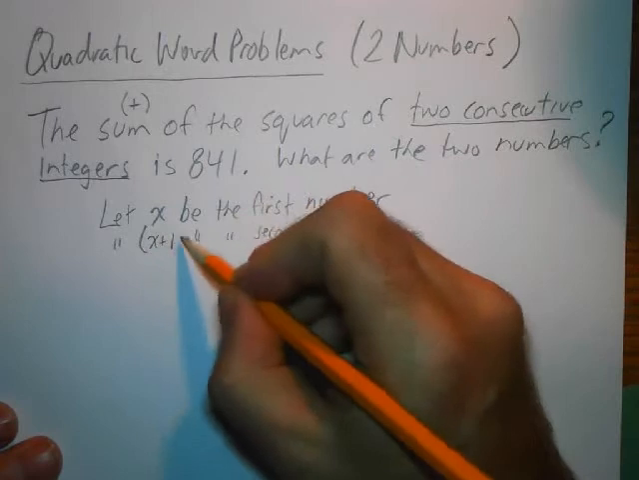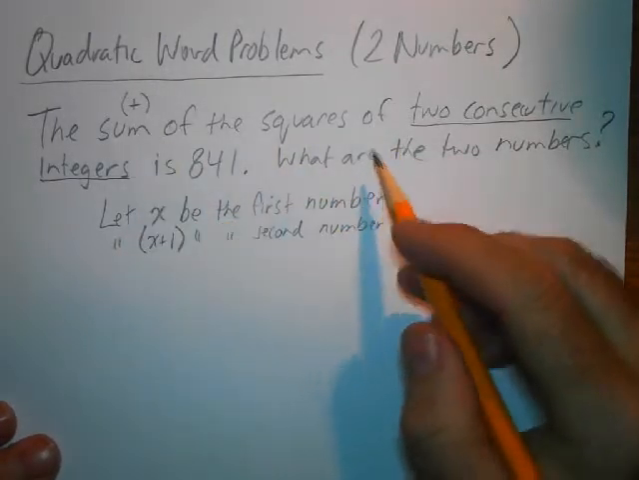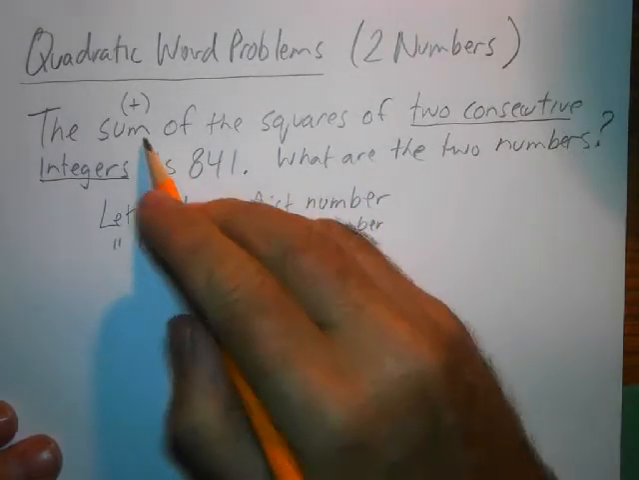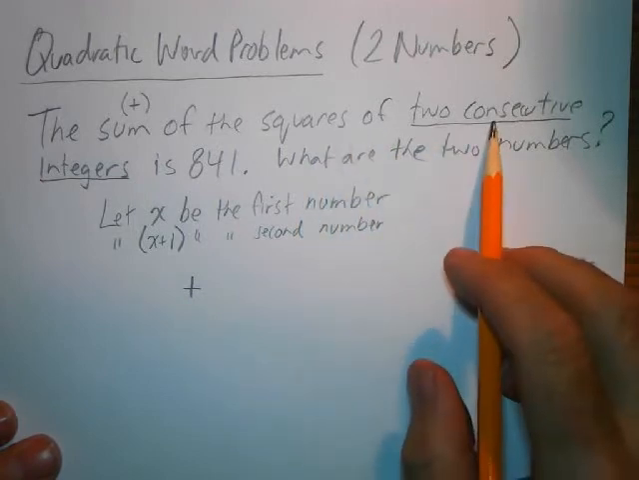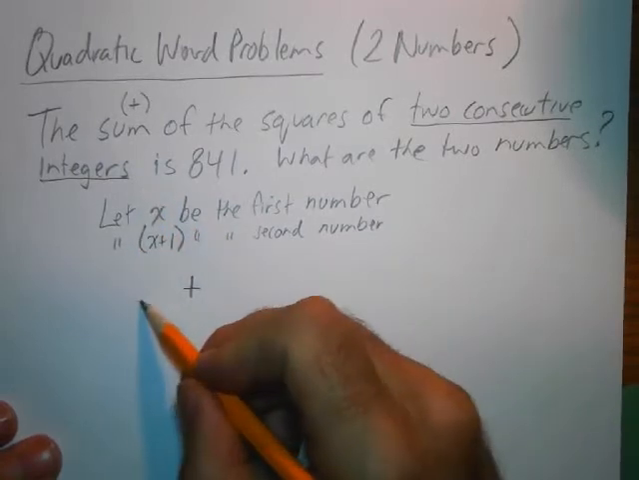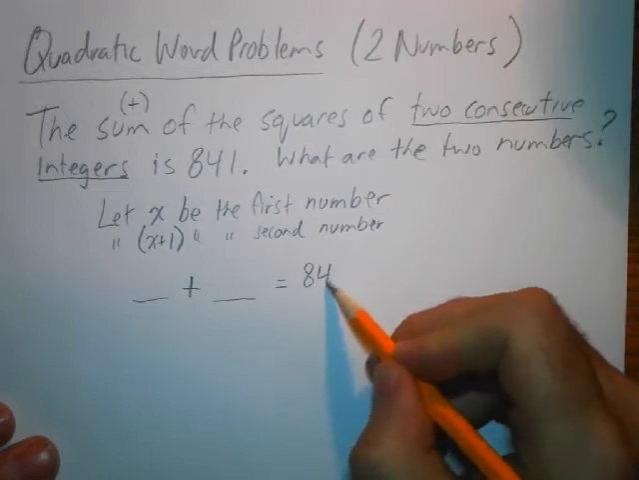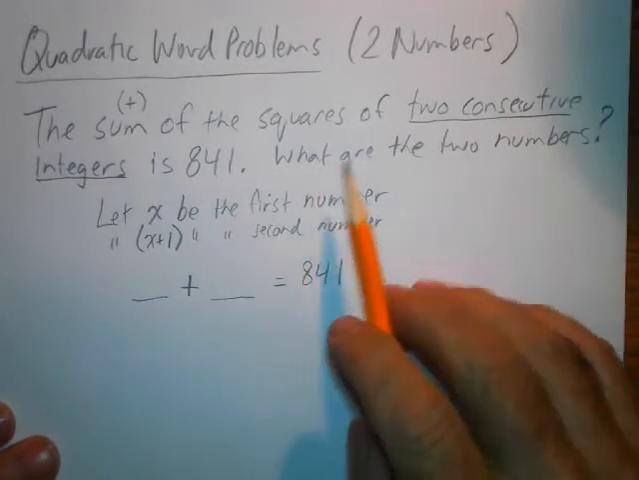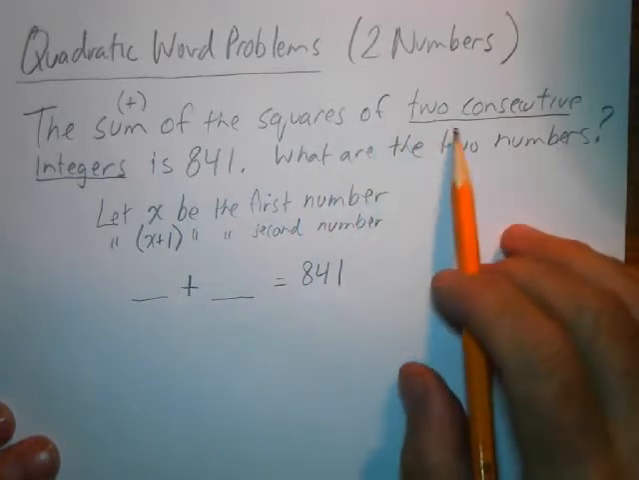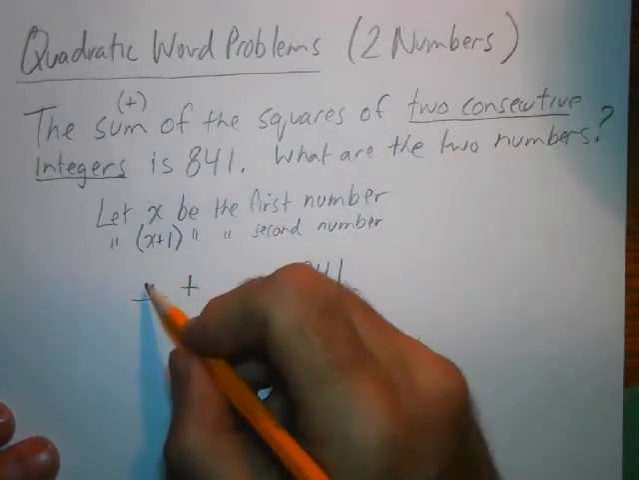So now we got something to go on. You can put brackets around there if you'd like. So now we can start building the equations. So if I said, well, I'm adding these two things, the sum of the squares of two consecutive integers is 841. So I'm going to be adding two things together, and the result will be 841. Okay, that's pretty clear. But what am I adding together? I'm adding the squares of these two numbers. So I'm taking each of these numbers and I'm squaring it.